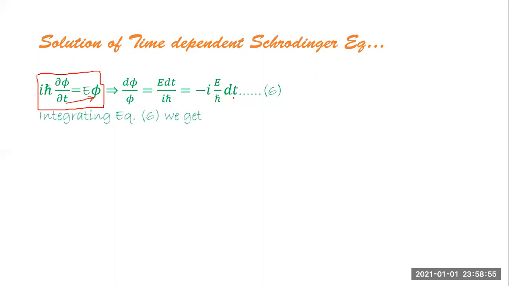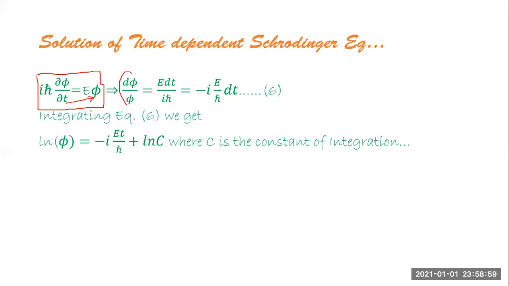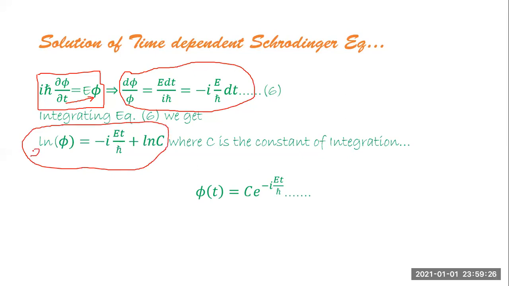This is equation 6. And if we integrate it once, we get ln phi is equal to minus i E t by h cross plus ln c, where c is the constant of integration, which we can find by the initial condition, that is t equal to 0. So by taking the exponent on both sides of the equation, what we have is phi of t is equal to c e to the power of minus i E t by h cross. This is the solution of the time dependent Schrodinger's wave equation. See, we have found out phi. So this is the solution of the time dependent Schrodinger's equation.